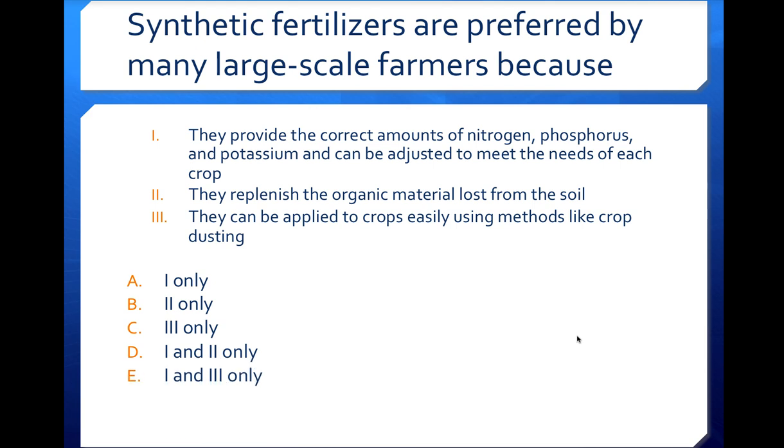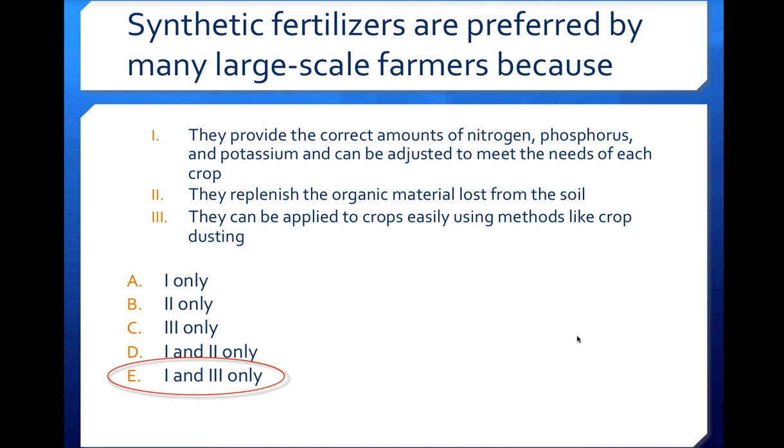This is a typical multiple choice problem from the AP. They like to give you 3 options that you then decide between, and then your actual answer is stating which of those 3 options are correct. So in this case, pause if you don't have the answer yet. The correct answer is E, 1 and 3. So synthetic fertilizers are preferred by large-scale farmers because they provide the correct amounts of NPK and can be adjusted to meet the needs of each crop. That's number 1. And then also number 3, they can be applied to crops easily using methods like crop dusting.